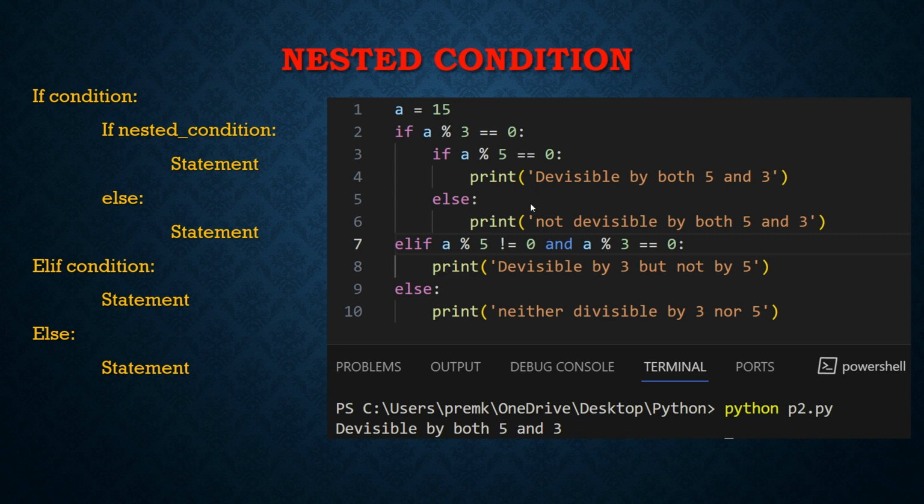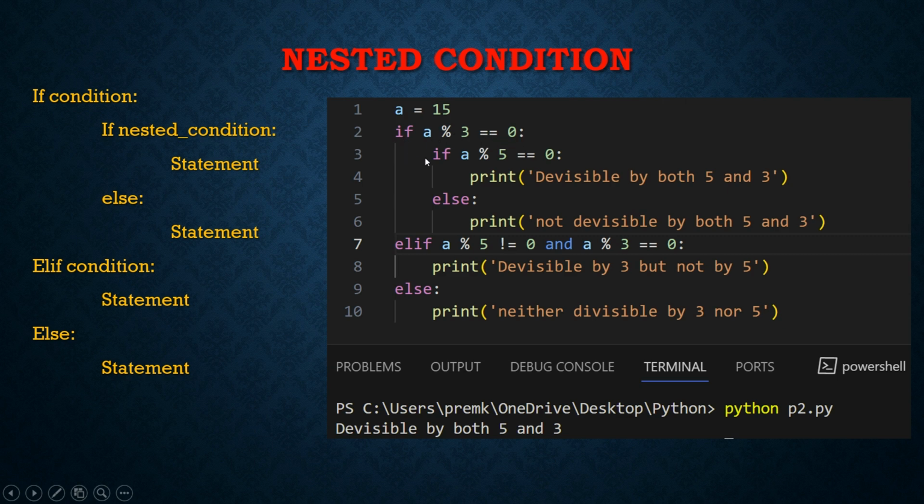So in the outer elif we can see: if the number a modulus 5 is not equal to 0. It means if it is not divisible by 5 and it is divisible by 3, then I have to print "divisible by 3 but not by 5". And of course the else part is if all the above conditions are not satisfied, it will go to the else part. So here we can see the number 15 divisible with modulus 3 works.